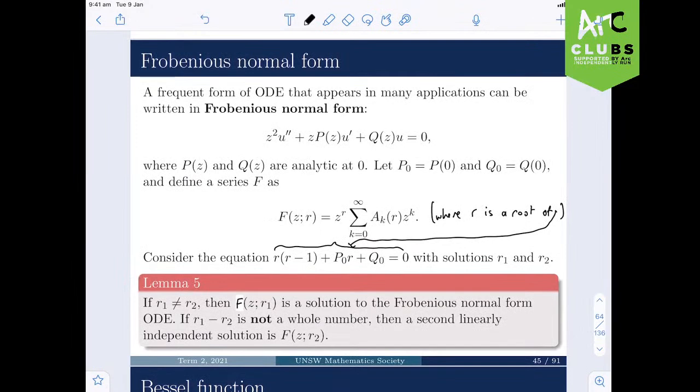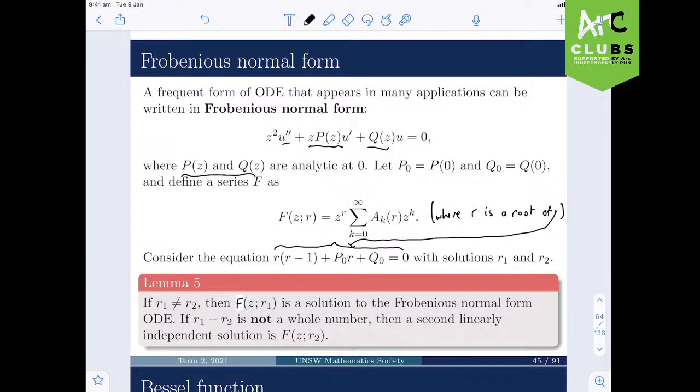Okay, so there's another form of a singular ODE, and it's called the Frobenius normal form. It's more general than the Cauchy-Euler form, and it's z squared u double dash plus z times some function p of z u dash plus some function q times u equals 0, where p and q have to be analytic at 0.